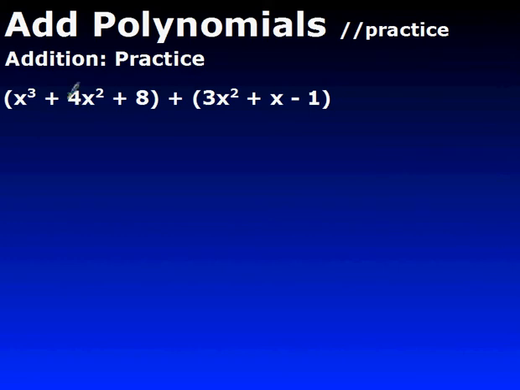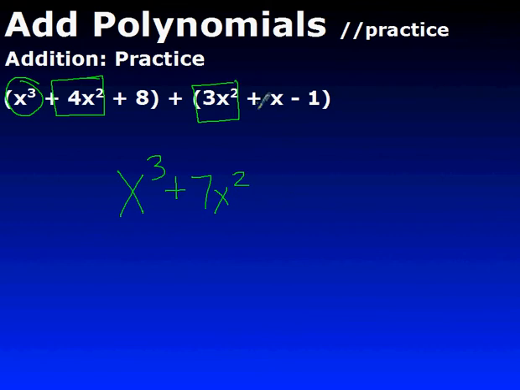Begin by scanning for the largest exponents. X to the third, it's all alone. X squared, 4 plus 3. Next largest exponent, x. And now let's get those numbers. 8 and the dreaded negative 1. Messes a lot of people up because this sign is negative. 8 minus 1, positive 7. The answer is x to the third plus 7x squared plus x plus 7.